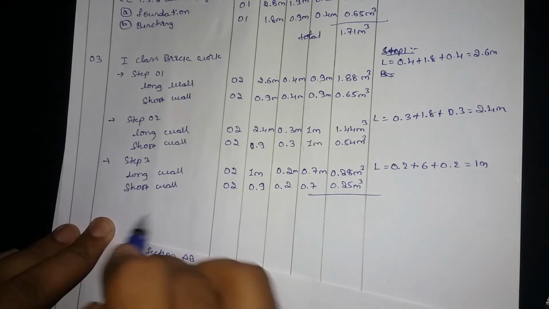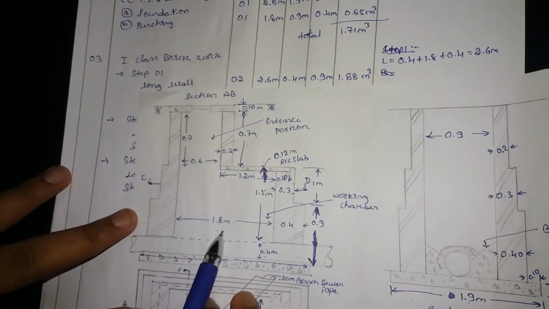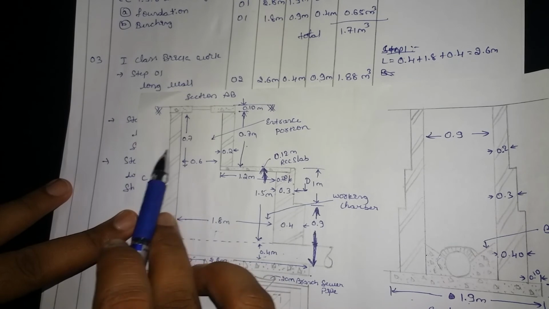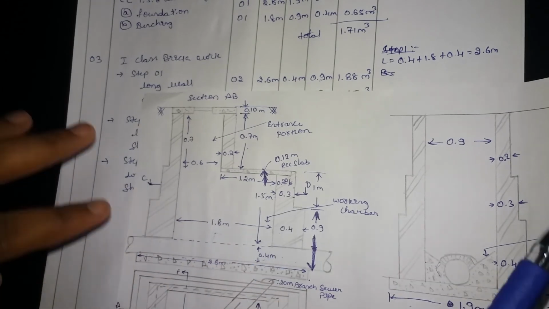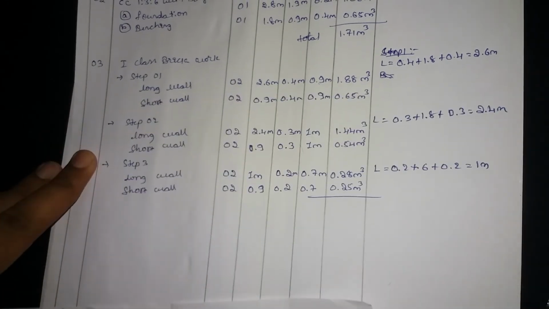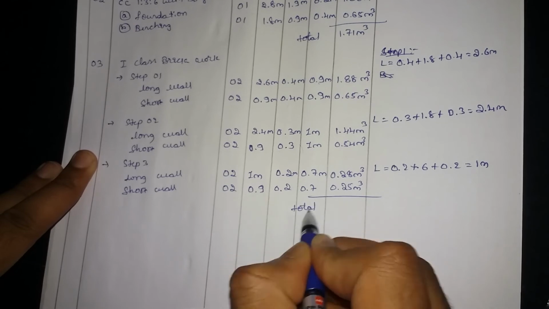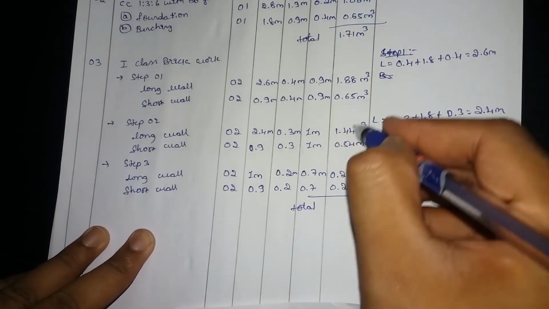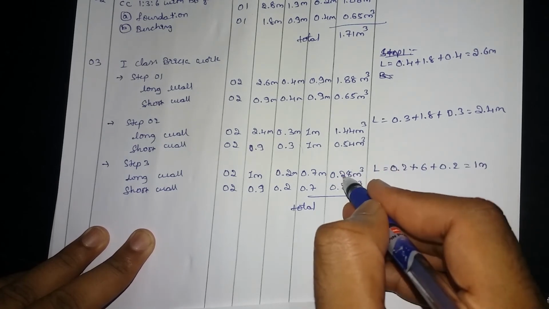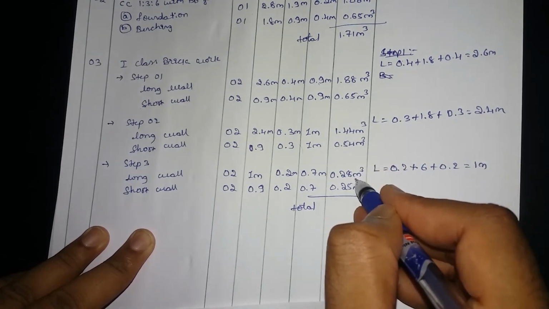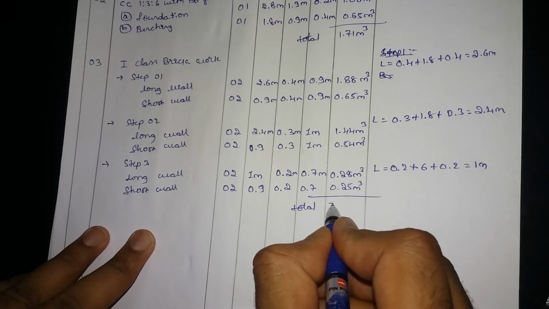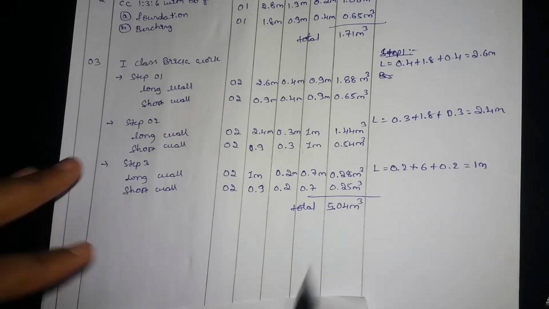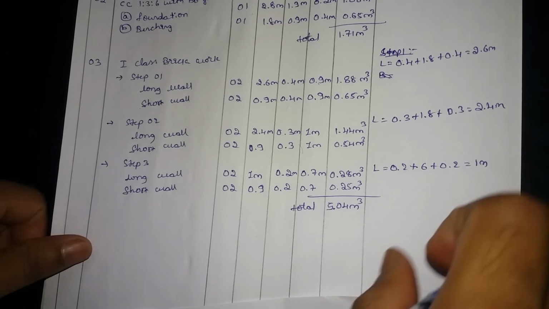So now you calculate all the values. See here, all the values we find out, this is your step 1, this is step 2, this is step 3. All this length and all this total quantity we find out, right? Okay, now what is the total quantity? If I add all this brickwork, 1.88 plus 0.65 plus 1.44 plus 0.54 plus 0.28 plus 0.25, you will get a grand total of 5.04 meter cube. So this is the quantity of brickwork.